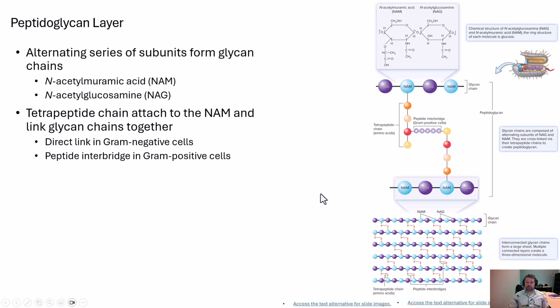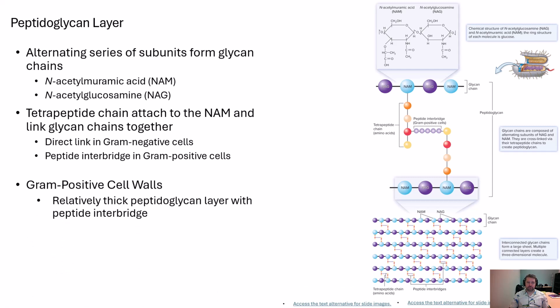Now in gram-negative, you have similar things. You've got a NAG-NAM and the tetrapeptide chain that's coming off of it, but there's no interbridge linkage between them. Okay? So it's a direct link between the tetrapeptide chains, no interbridge. So you can only imagine if things like penicillin are acting upon that interbridge, then it probably works much better on gram-positive cells than on gram-negative. And if you're thinking that, you're exactly right.